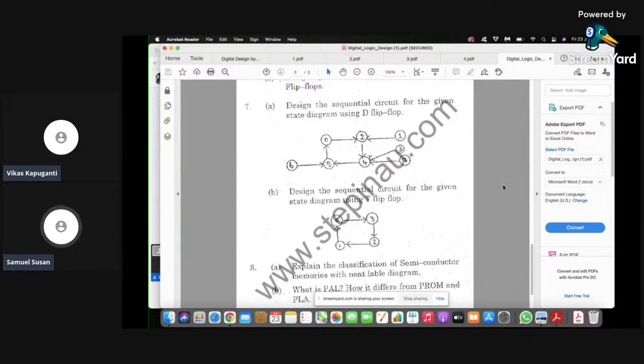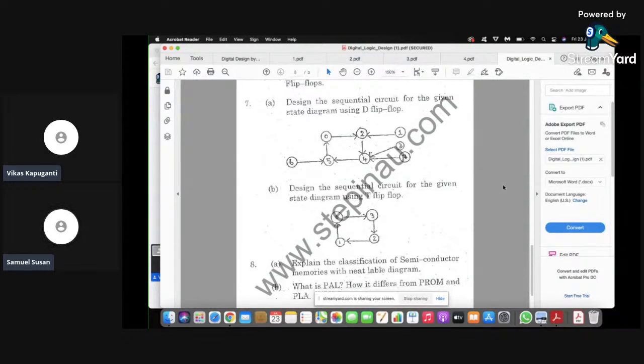So the numbers are given there. You can assign the binary values for those numbers. You can draw the state table from that. You can derive the equations and then draw the circuit diagram. And the next one also has a state diagram given. Again, you need to assign the values for each state, form the state table, get the state equations, and draw the circuit diagram. And the last one is from the semiconductor memories, which is asked for 2 marks.